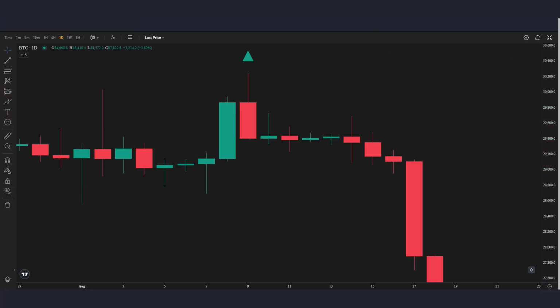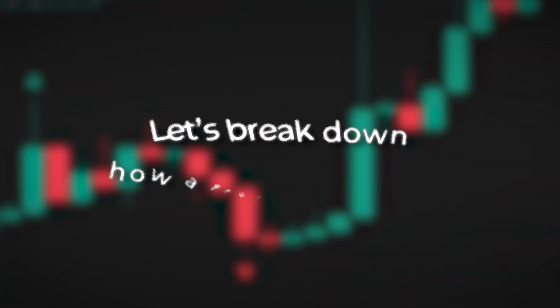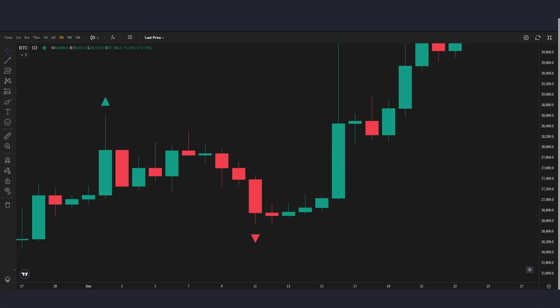The appearance of an upper fractal indicates potential resistance. The appearance of a lower fractal indicates potential support. Let's break down how a fractal is formed. An upper fractal occurs when the high of the current candle is higher than the highs of two candles to the left and two to the right. A lower fractal appears when the low of the candle is lower than the lows of two candles to the left and to the right.